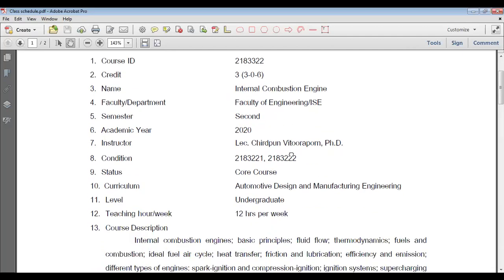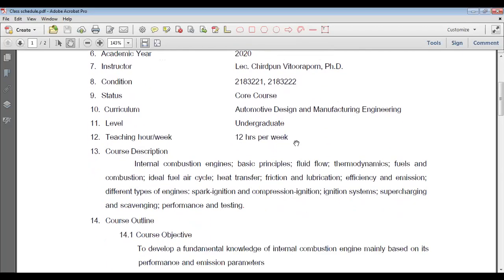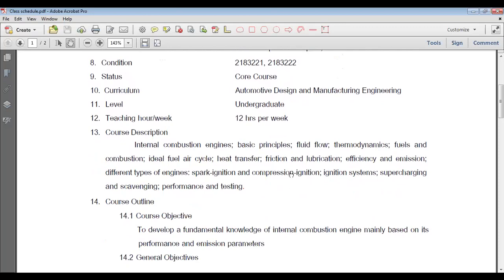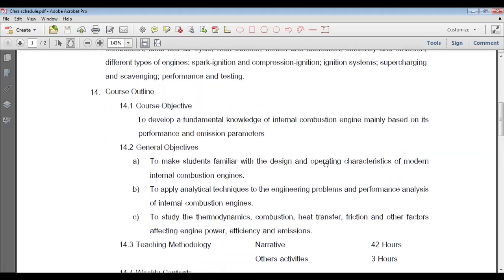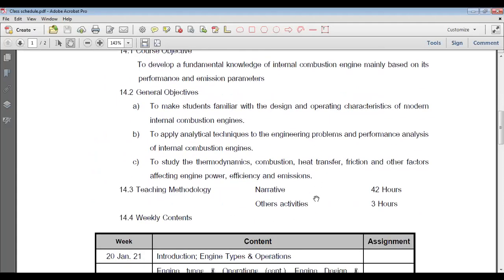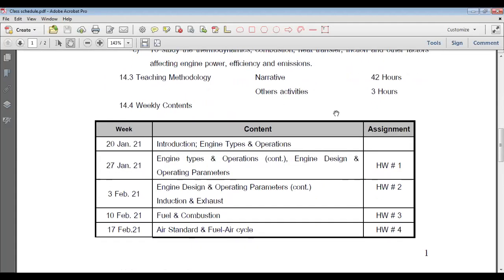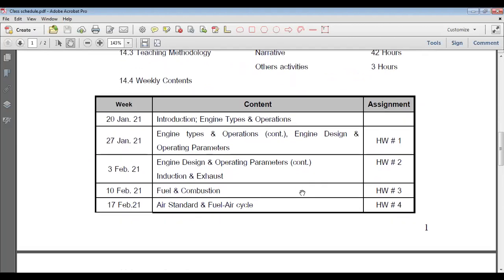Okay, so let's look at our course syllabus. We'll talk about internal combustion according to this course description, with a few modifications, but we will cover almost 95% of this course description. I think the rest you can read by yourself. Let's go to our schedule.